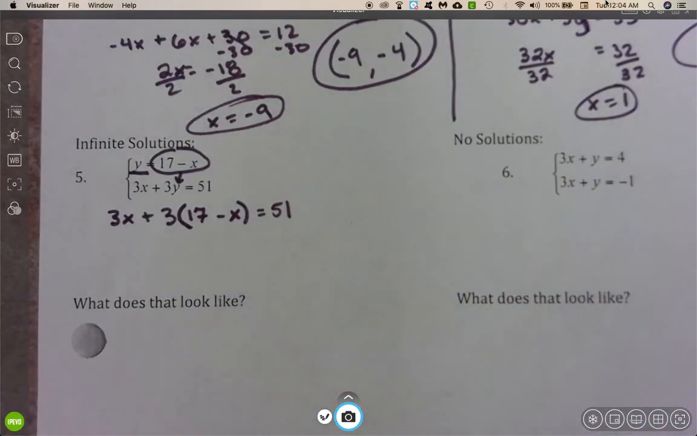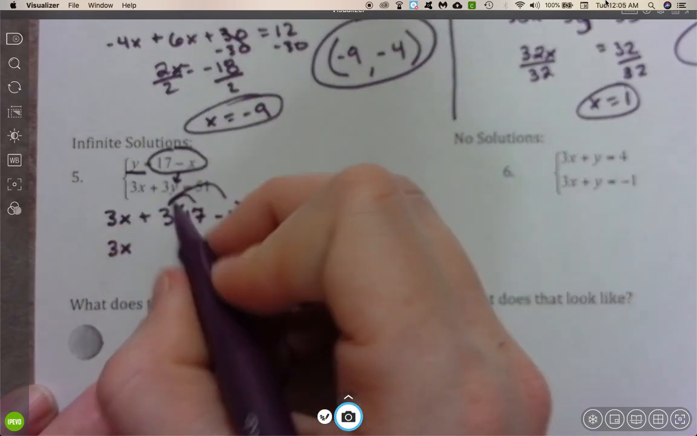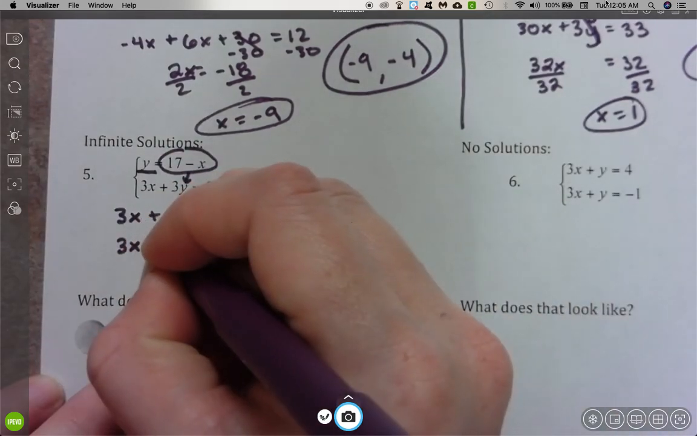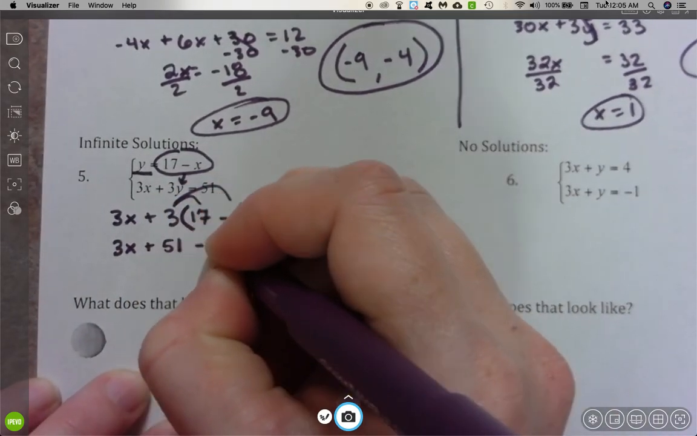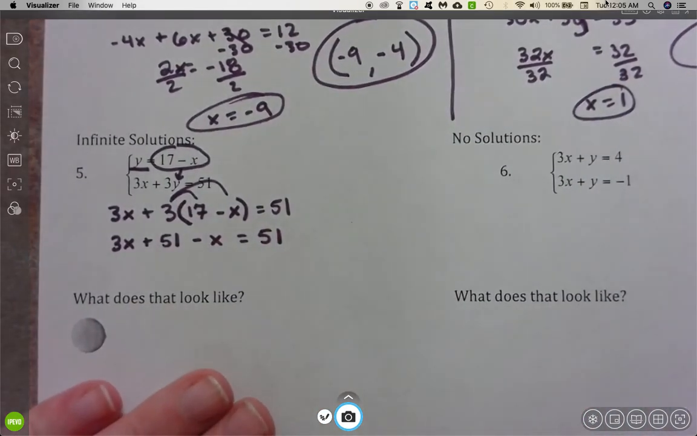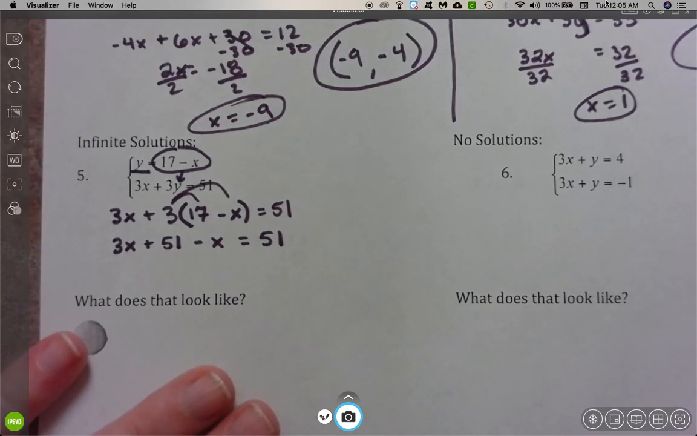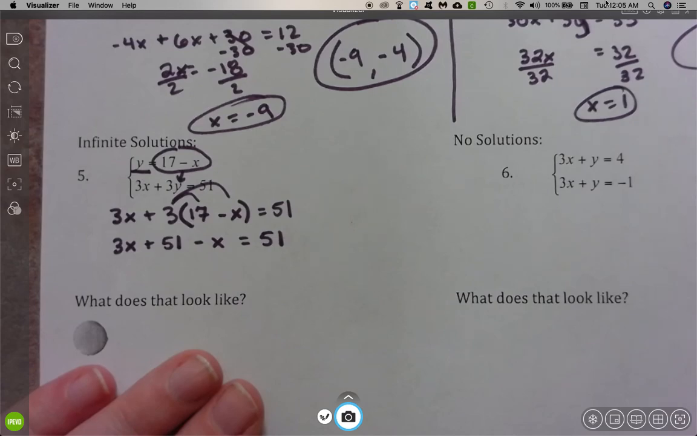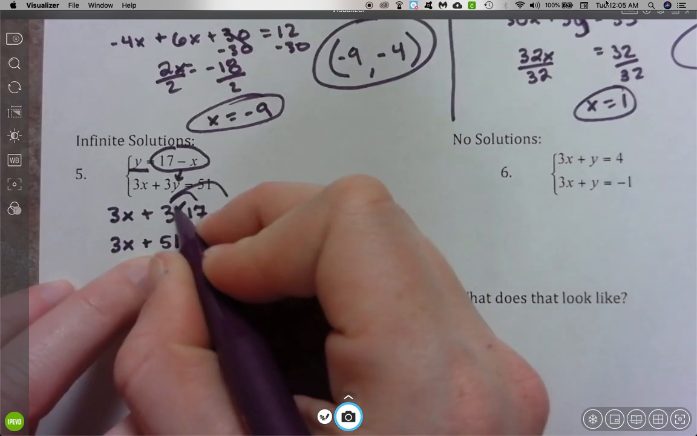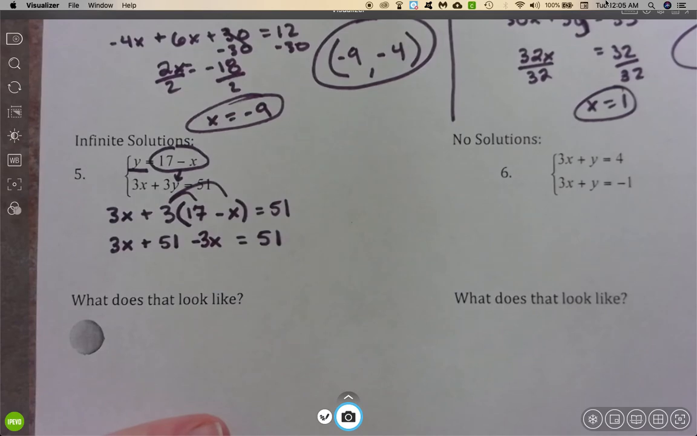Okay. Next thing I do is I distribute through. So I have 3x here. He's just tagging along. 3 times 17 is 51, I think. Minus x equals 51. Okay. And then what I have going on here is that, let's see. Oh, shoot. 3 times 17 is 51. 3 times negative x is negative 3x. There we go. You guys would have caught that, right? If we were in class together.